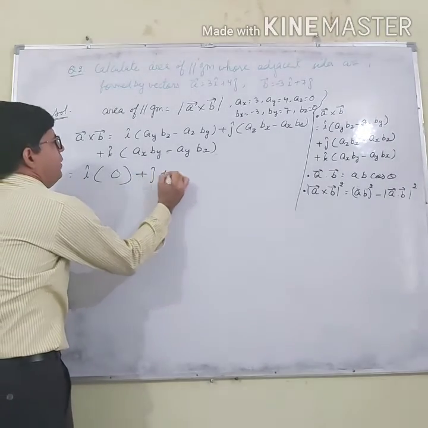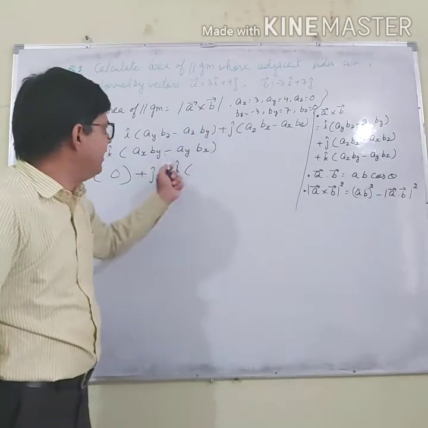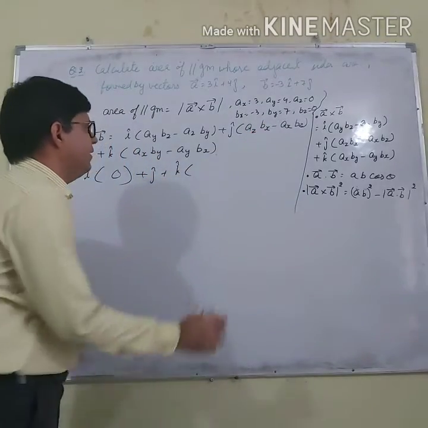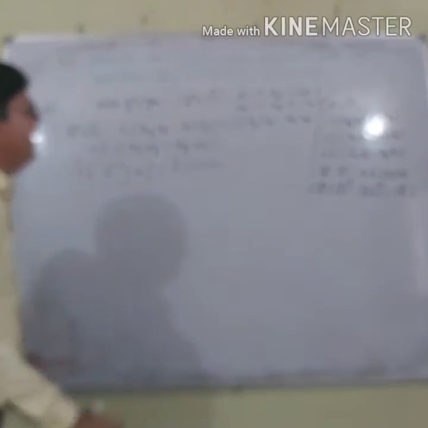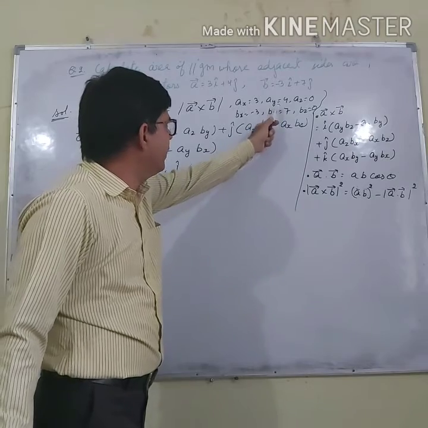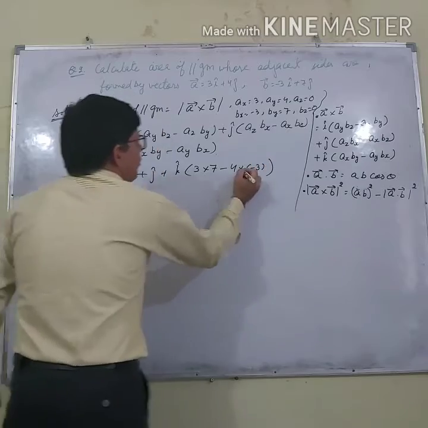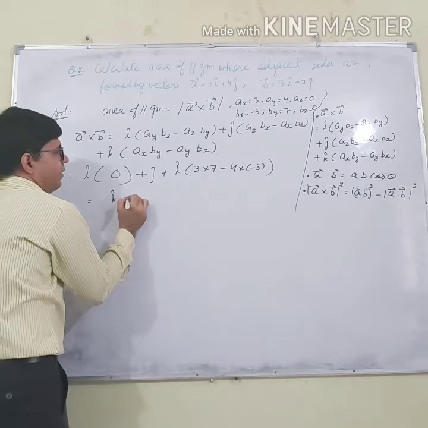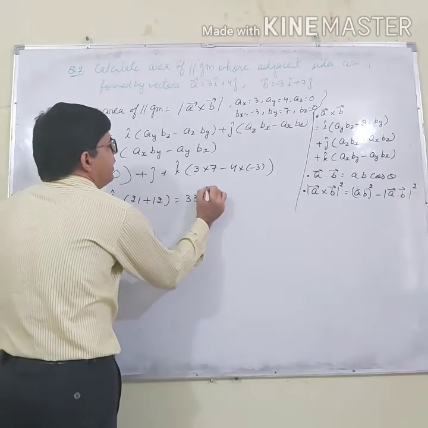So I think all of you are becoming happy. Now K cap, AX and AY, so we have to calculate AX is 3 and BY is 7. 3 by multiplied is 7 minus, what is this? AY 4 and BX is minus 3, minus minus plus, so you can say K cap 21 plus 12, so this is 33 K cap.